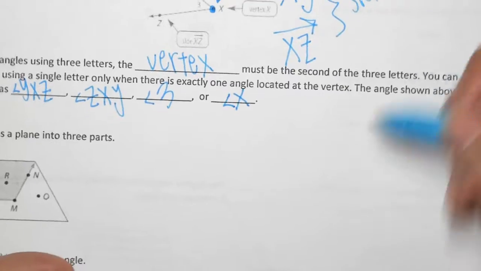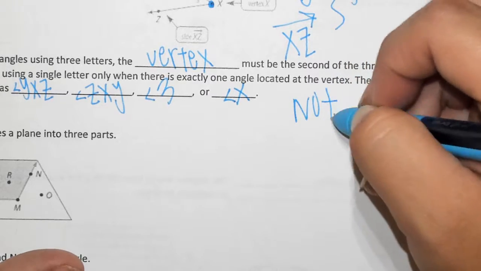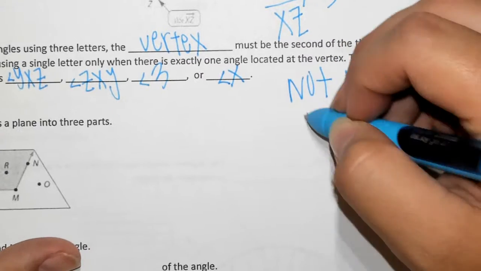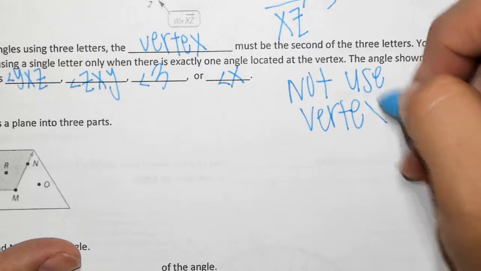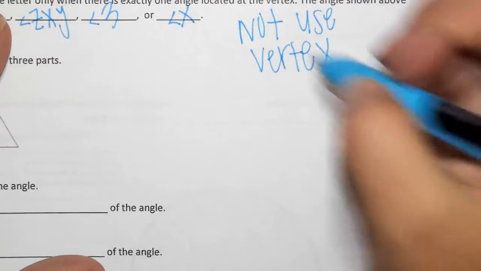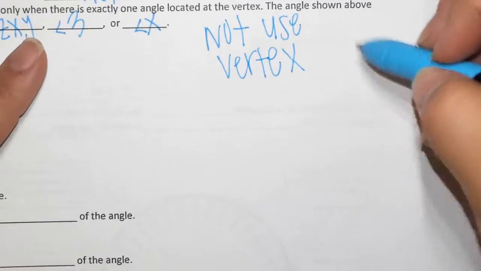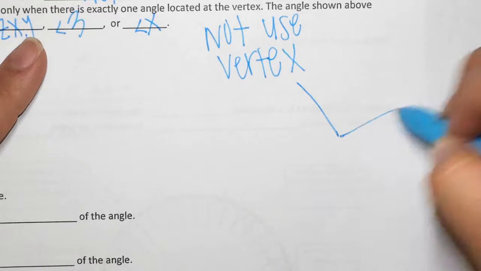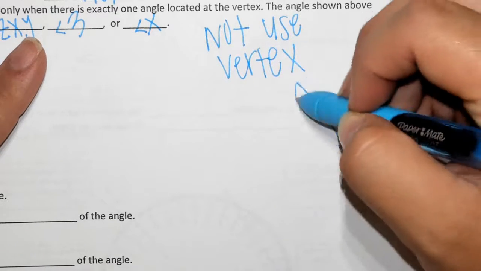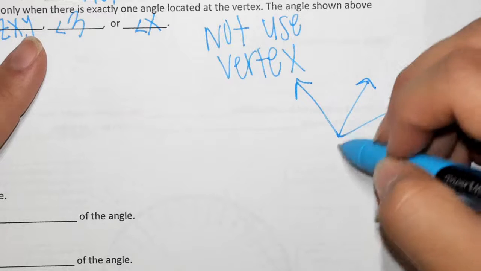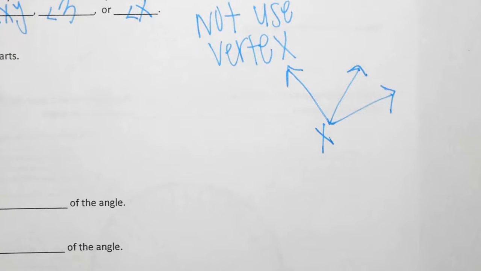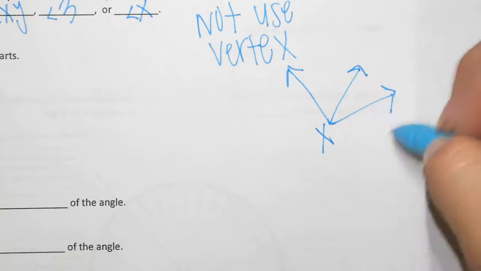Here's an example of when you cannot use the vertex. This is an example when you can't name it like this. You can't use the vertex. You have two angles, and it has a vertex X. Both of them have a vertex X.